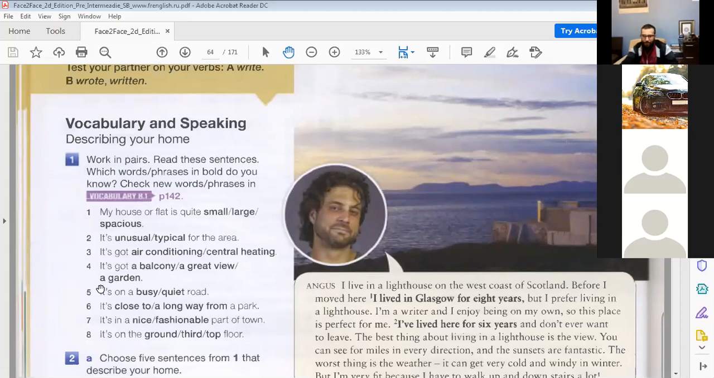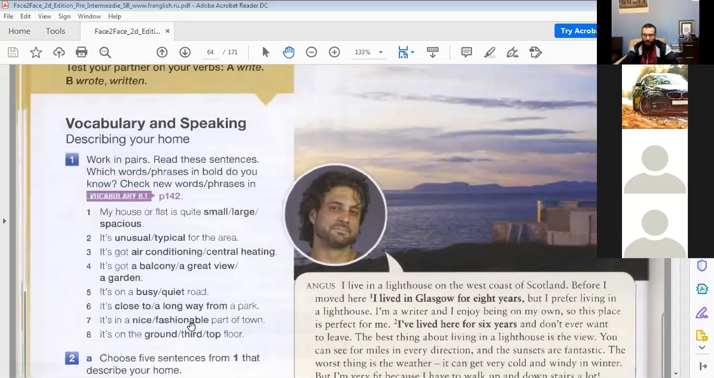Alright, number three, I think all of you know air conditioning and central heating, this is not new. Also number four, I think it's not new to say a balcony, a great view, a garden. Number five, busy and quiet is also clear, I think. Number six, close to or a long way from a park or a shop or the metro. Nothing new here. It's clear. Number seven, it's a nice part of town.